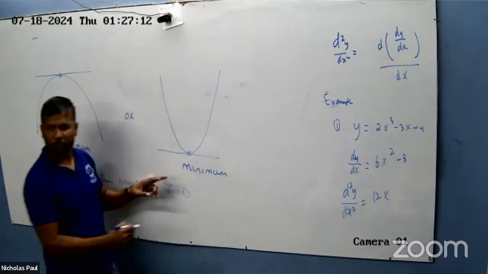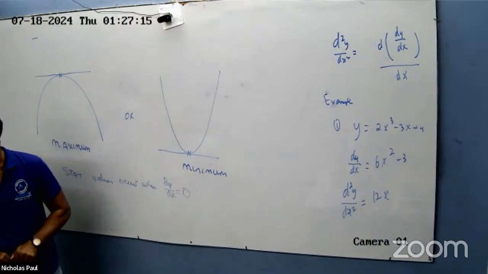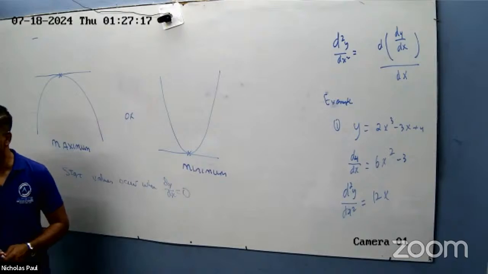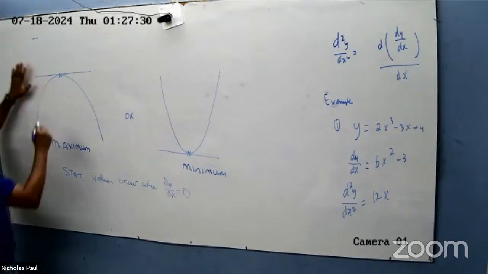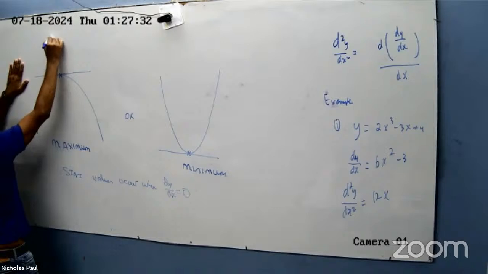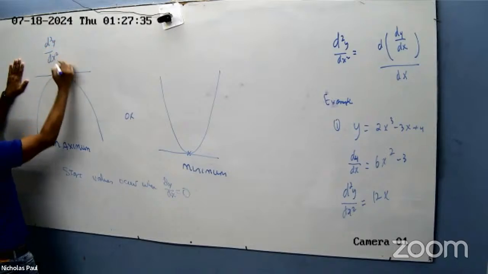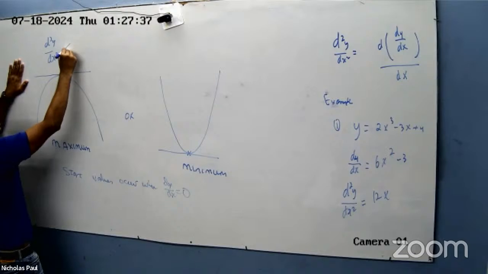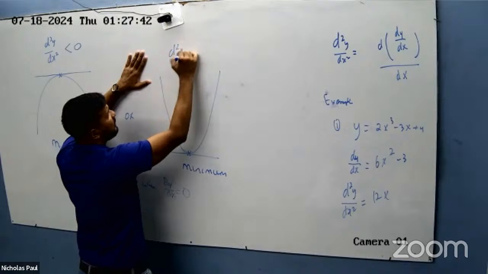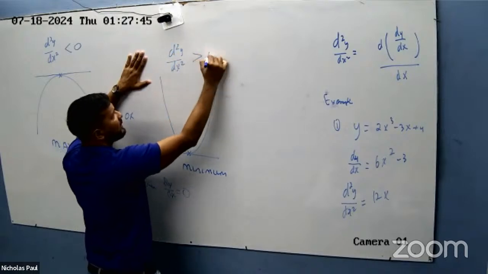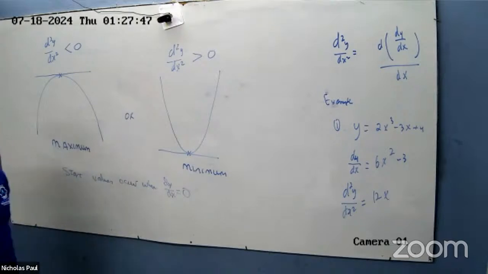Anybody remember how to know before we do differentiation? You look at the x squared term. But the problem is you don't always have quadratics, you have cubics. So a method that will always work is this: you find d2y/dx squared, the second differential, and if it's less than 0, maximum. If it's more than 0 when you plug in the value, it's a minimum.